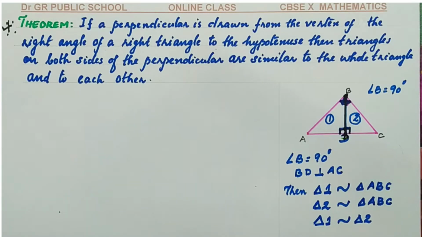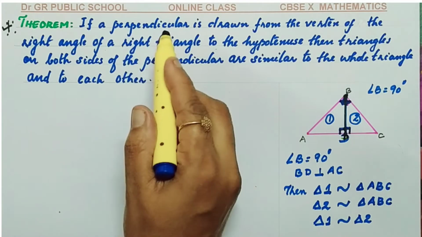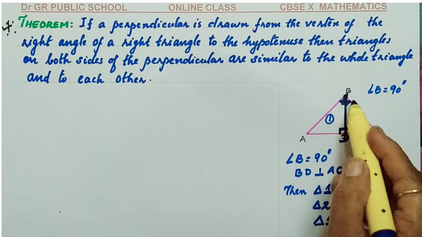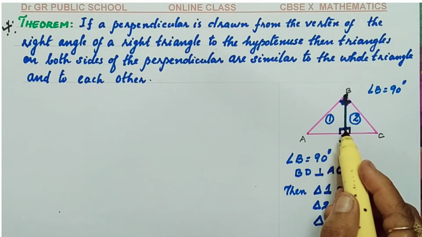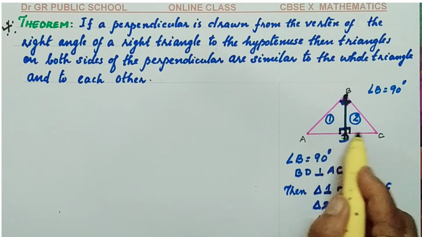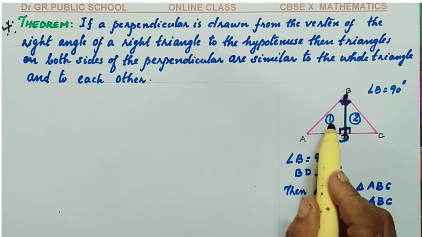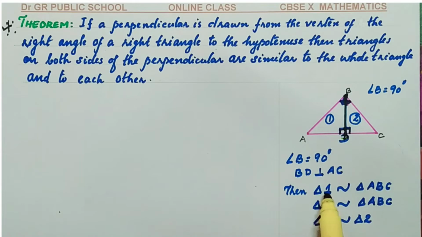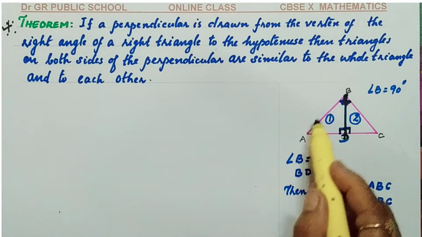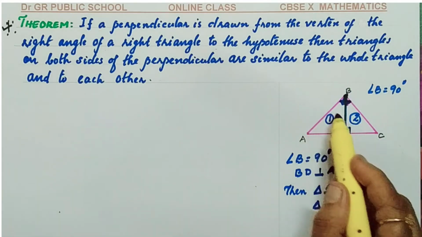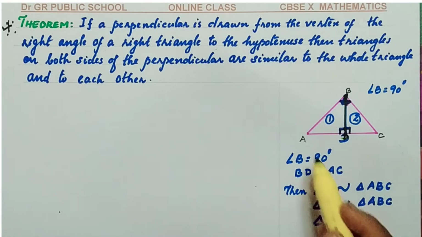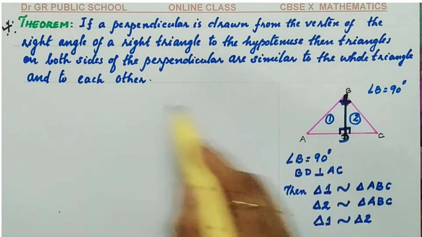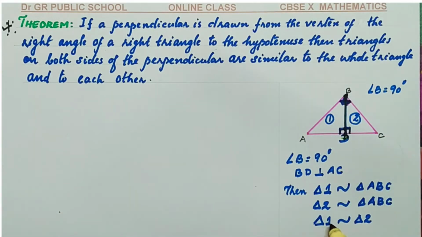Once again we can come to the statement. If a perpendicular is drawn from the vertex of the right angle of a right triangle to the hypotenuse, then the triangles on both sides of the perpendicular are similar to the whole triangle. That is, triangle 1 is similar to ABC, triangle 2 also similar to ABC and to each other. And to each other means triangle 1 and triangle 2 are similar.